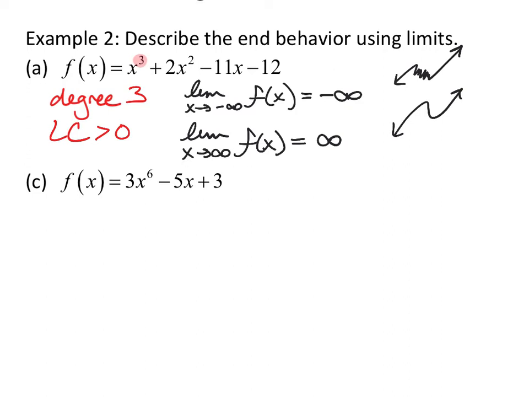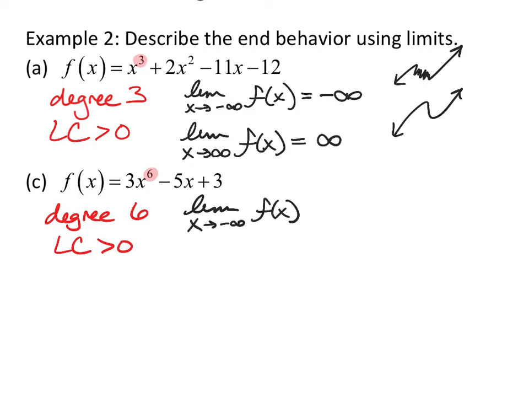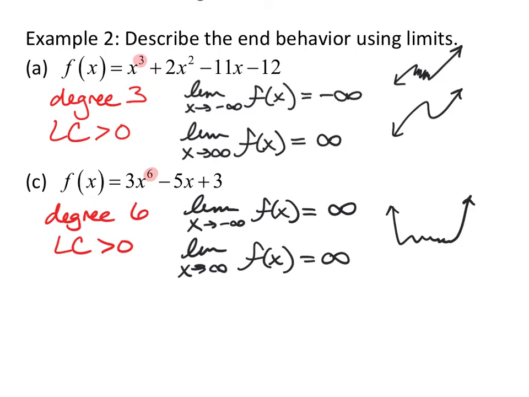We'll do C so I don't have to move my screen. C is a degree what? 6 polynomial. Its leading coefficient then is 3, which is greater than 0. So we're looking at an even positive graph. Even positive, evens should go the same direction, and since it's positive, both end behaviors on the left and on the right will go up to infinity. This would look something like that, with a varying level of maxes and mins on the inside.